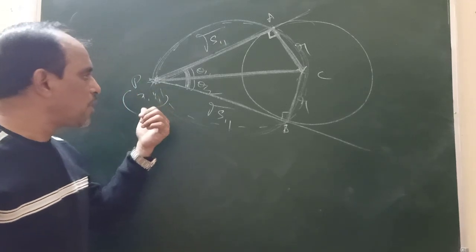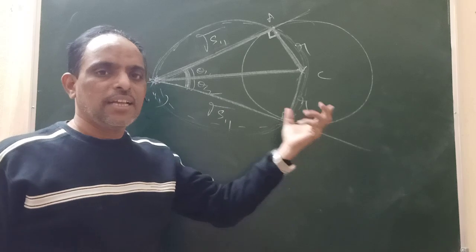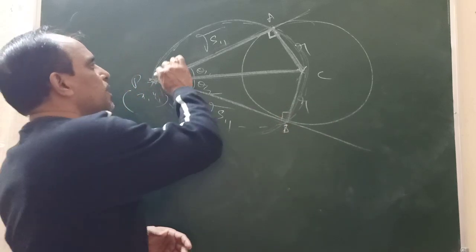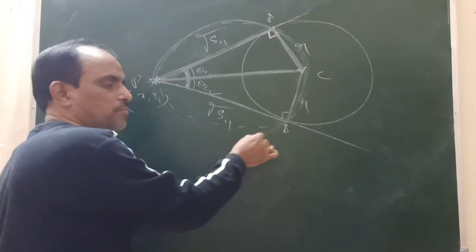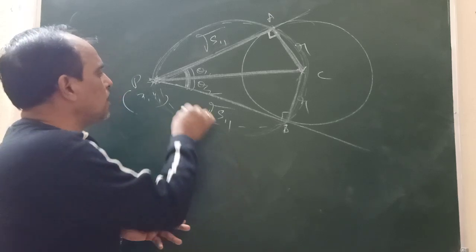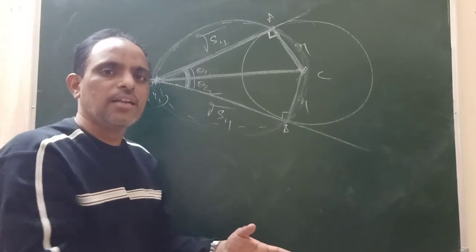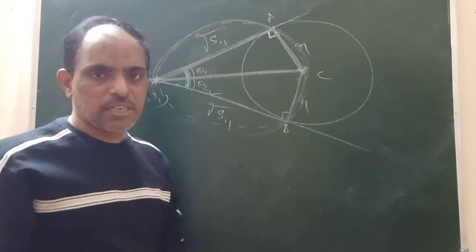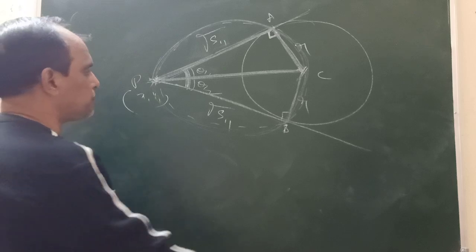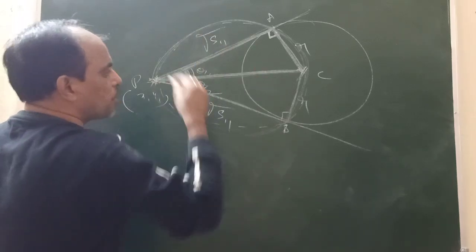So whenever a point is given, from that point we can draw 2 tangents to a circle. Then what about the equation of the circle? This circle equation is very easy to find. The given point and the center of the given circle are the ends of the diameter of this circle. Okay, so next point, one more point.